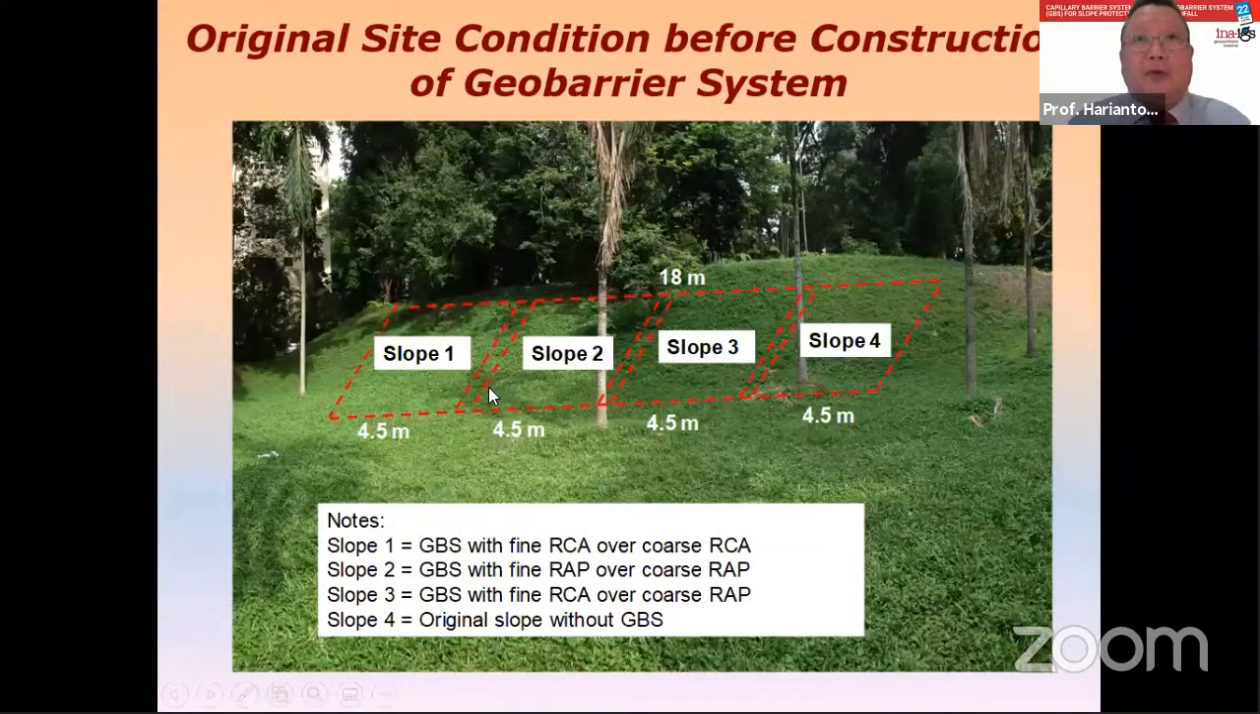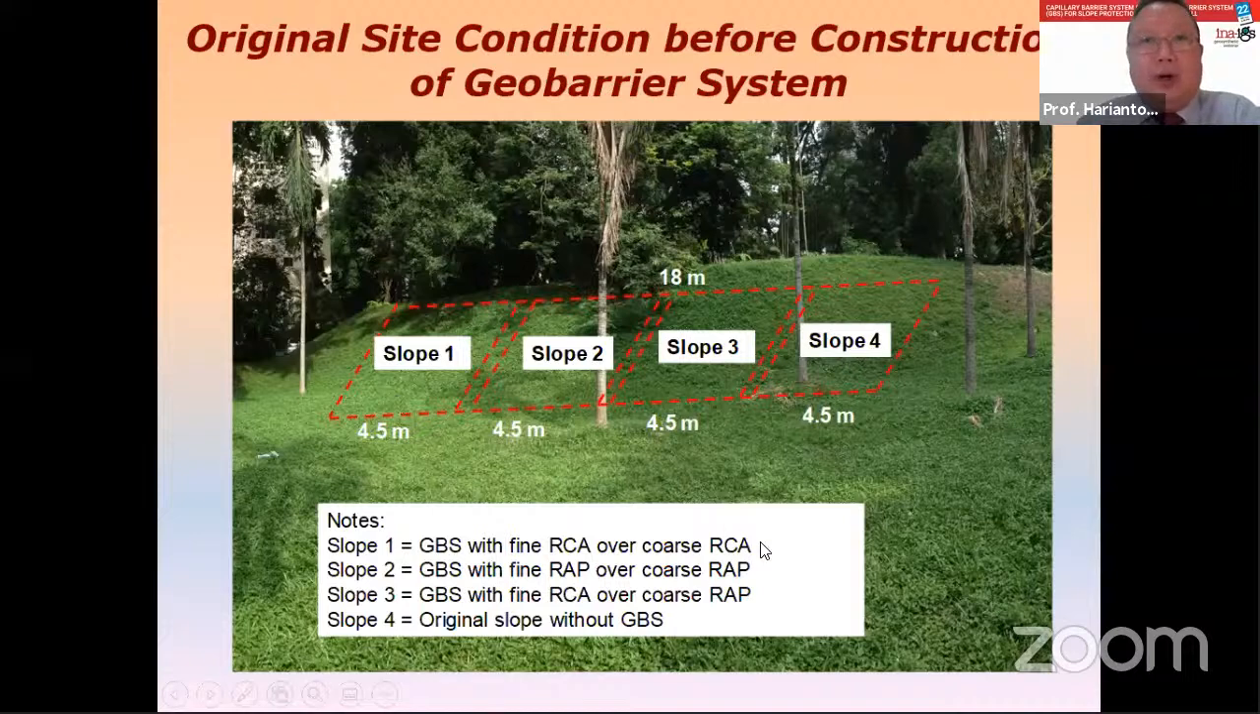We have four slopes. This happened to be in Orchard Road. So it's very fortunate we could get a site there, because after that, they used this site to build a very high rise, and it costs quite a lot to have a location at Orchard. At that time it was vacant land, so we could use it for our experiment. So this is only for a pilot study.